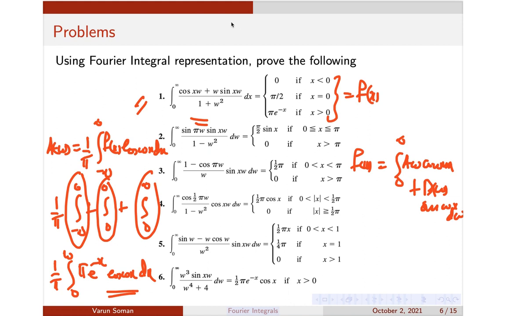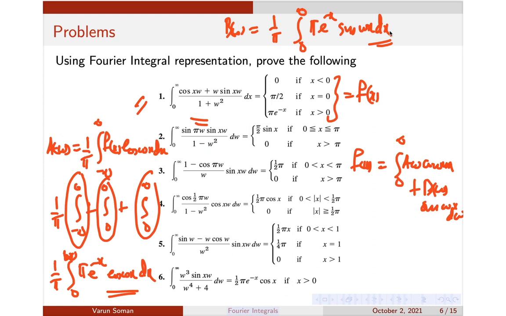When you have to find b omega, what do you have to find? Your b omega will again be equal to 1 by pi times the integral from 0 to infinity of pi e raised to minus x into sin omega x dx. Don't confuse it with d omega dx there. When you compute both of these, you will get the integral representation. We will do that also now.